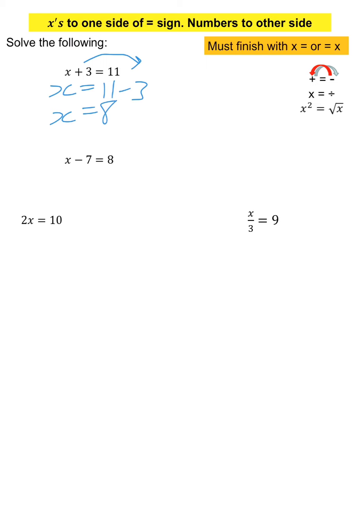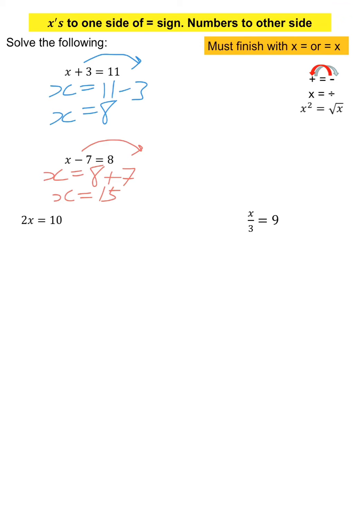Next one now, we have x minus 7 equals 8. So let's bring minus 7 across, and that'll now be plus 7. So we have x is equal to 8 plus 7, so x is equal to 15.